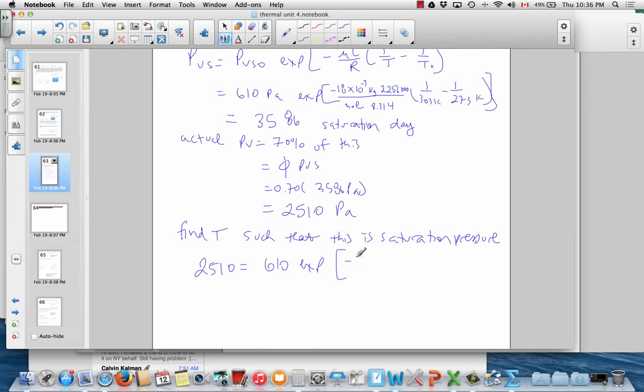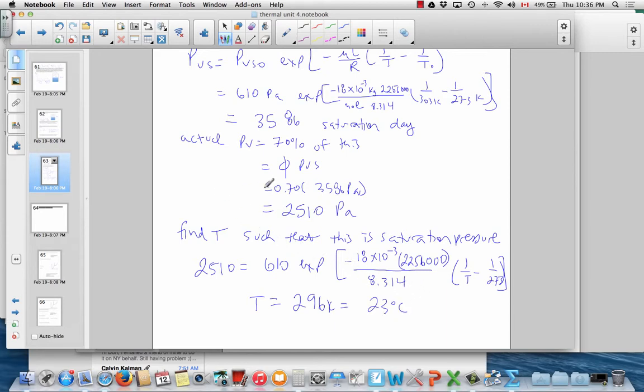And so we will again have the same molar mass because it's water vapor, the same latent heat of vaporization, and the same 8.314 joule per mole Kelvin version of the gas constant. The temperature T is unknown. We're still using the same 273 reference temperature. Okay, so divide, take the natural log of both sides, divide by this, add 1 over 273, and then reciprocate to get the temperature, and it works out to be 296 Kelvin, which is 23 C.